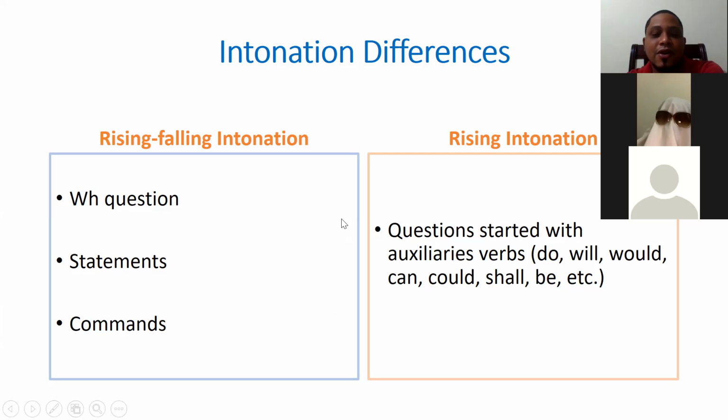Commands. Yes, Victoria, you are a ghost. I see. I see you're a ghost.